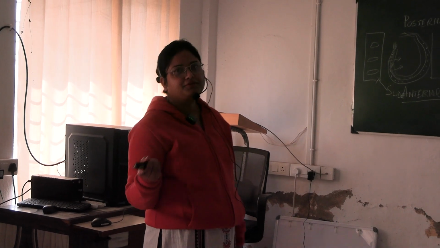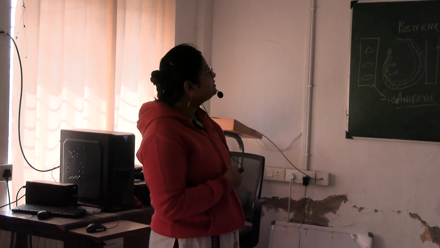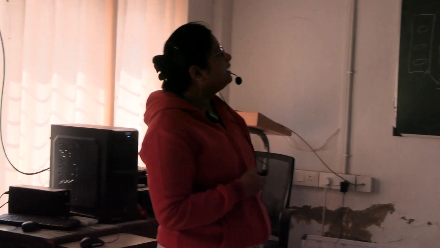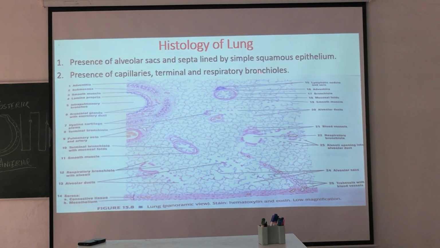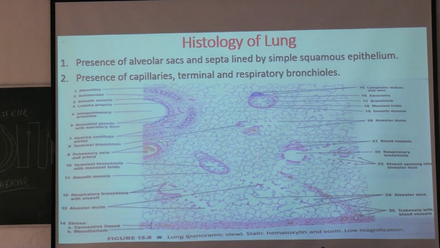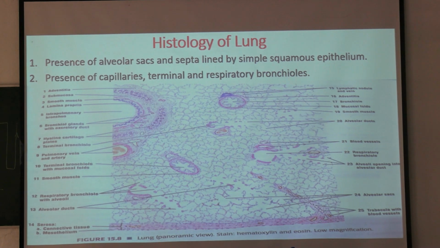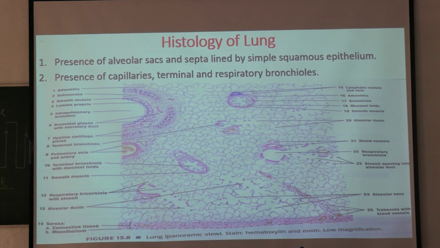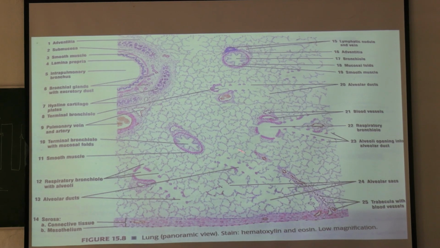Okay, so you have to draw a schematic diagram of lung in your histology practical and write down these points. Presence of alveolar sacs and septa lined by simple squamous epithelium, presence of capillaries, terminal and respiratory bronchioles. All these are present in the lung section. Okay, so you take a picture of this, you draw a schematic diagram of lung in your histology record. Lung, and also a larger diagram of trachea.